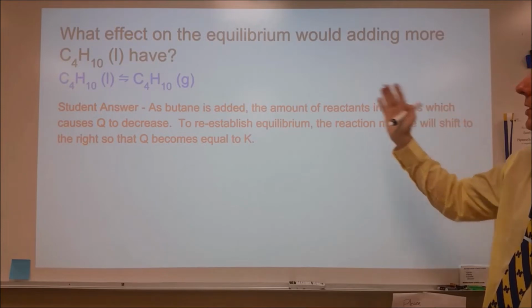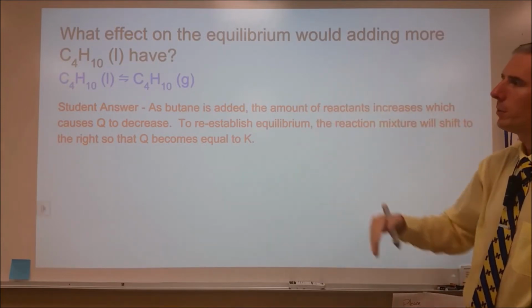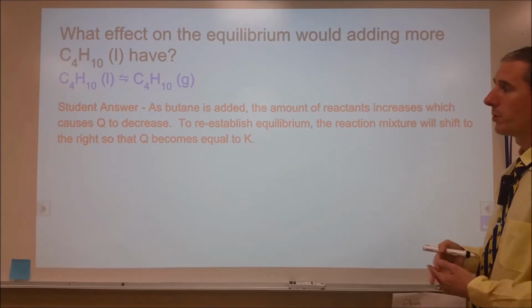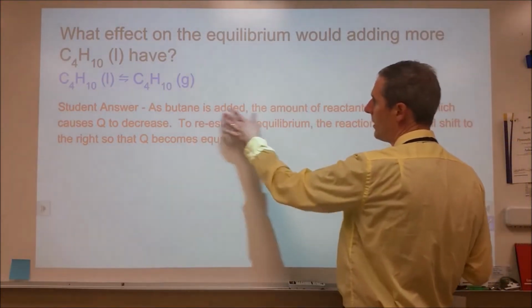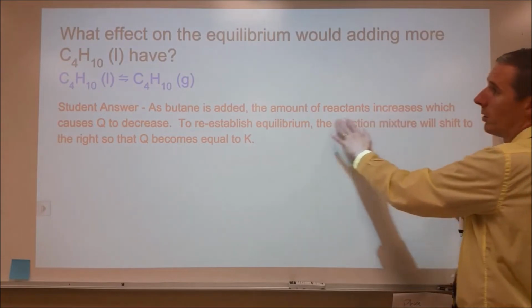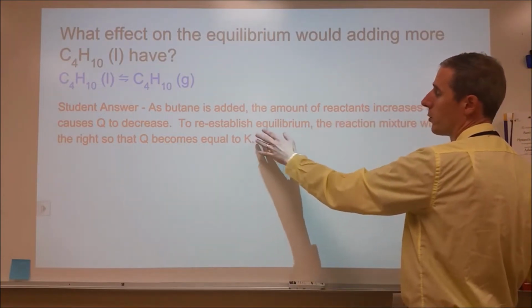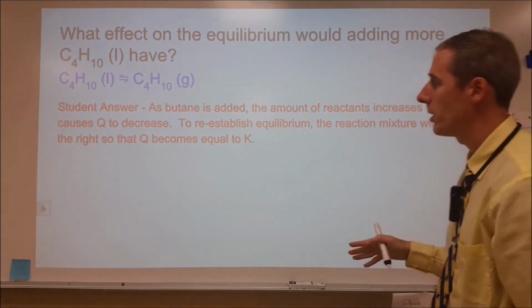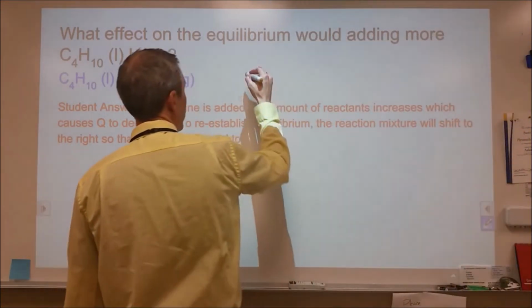The question is, what effect would adding more of the liquid butane have as far as equilibrium position goes? The student response is: butane is added, the amount of reactants increases, which causes Q to decrease. To reestablish equilibrium, the reaction mixture will shift to the right, so the Q becomes equal to K. So the student here is doing a good job.